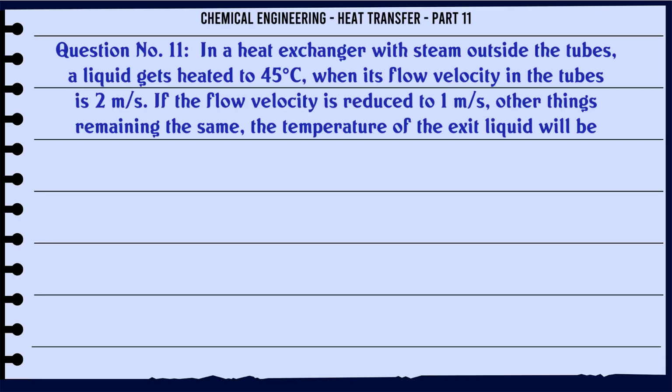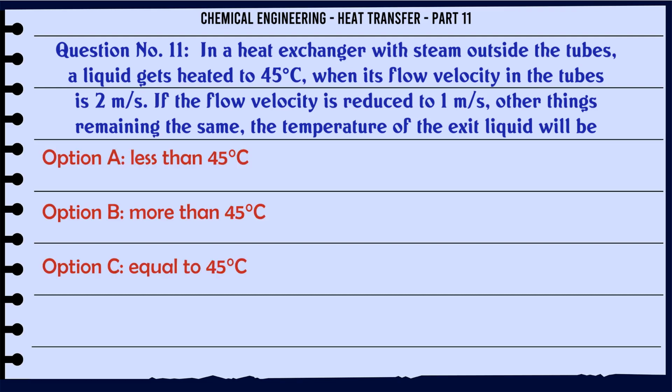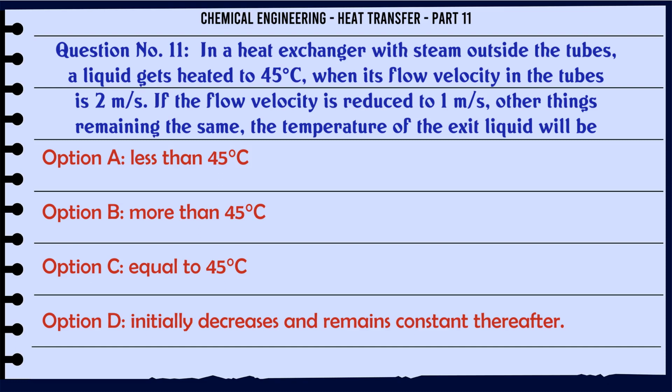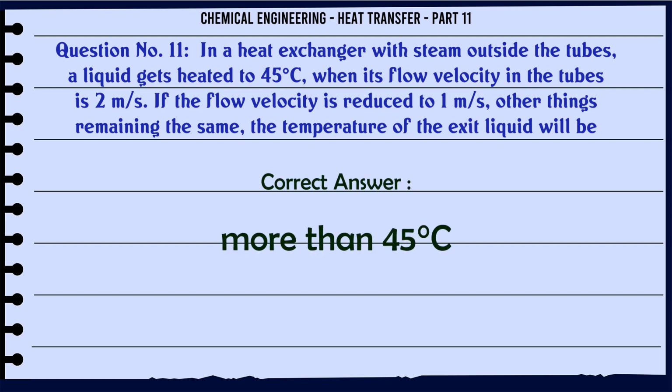In a heat exchanger with steam outside the tubes, a liquid gets heated to 45 C when its flow velocity in the tubes is 2 m/s. If the flow velocity is reduced to 1 m/s, other things remaining the same, the temperature of the exit liquid will be A. less than 45 C. B. more than 45 C. C. equal to 45 C. D. initially decreases and remains constant thereafter. The correct answer is more than 45 C.